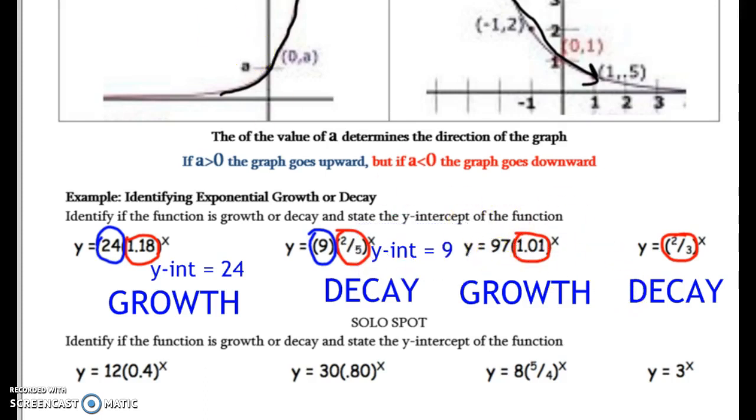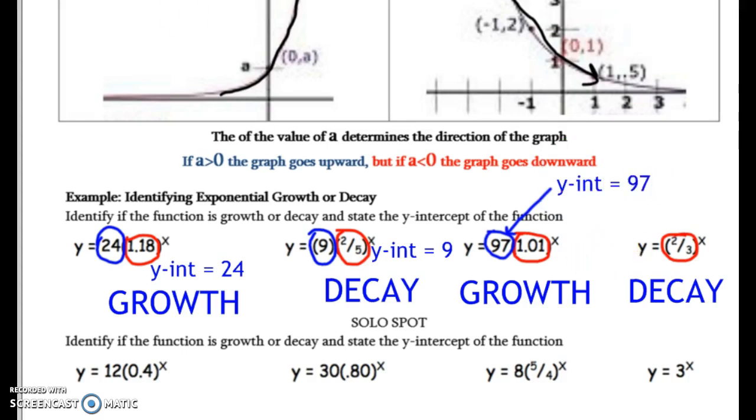For the third one, it gives us the value of 97. Seems like a very large y-intercept, but that's what they give us. So since 97 is the number that's there, we say that the y-intercept is equal to 97.